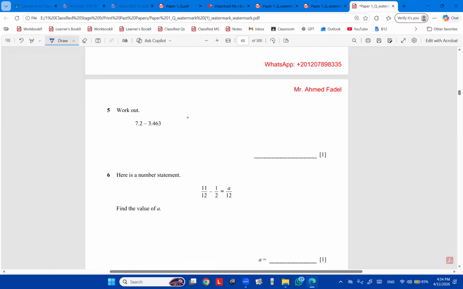Work out this. In adding or subtracting decimals, you must line up the decimal points. So this is 7.2 minus 3.463. I must line up the decimal points first, write your numbers, then fill in the gaps with zeros. Here, borrowing for this 0 is going to be 9, and this is going to be 10. So the answer is 3.737.